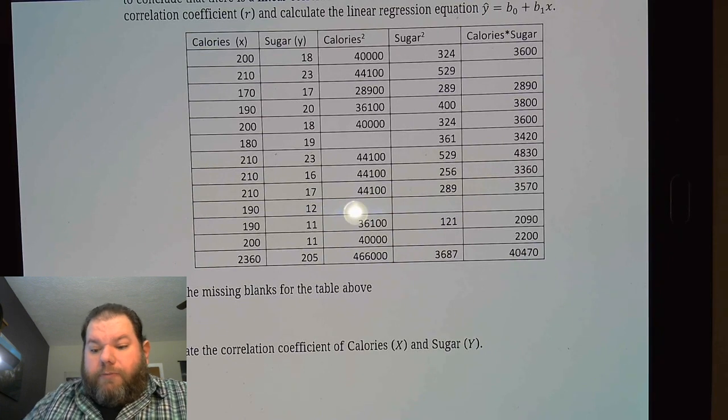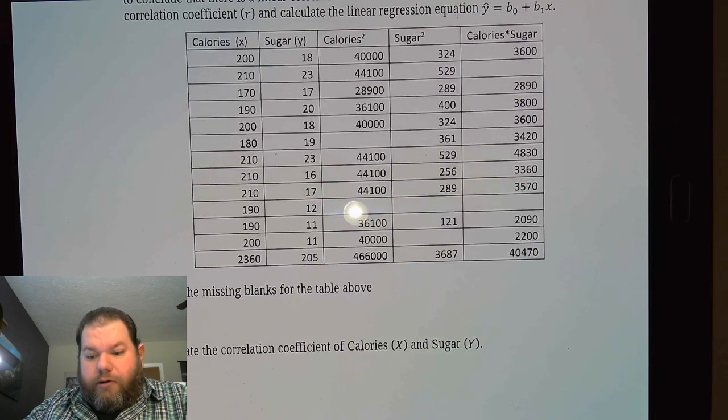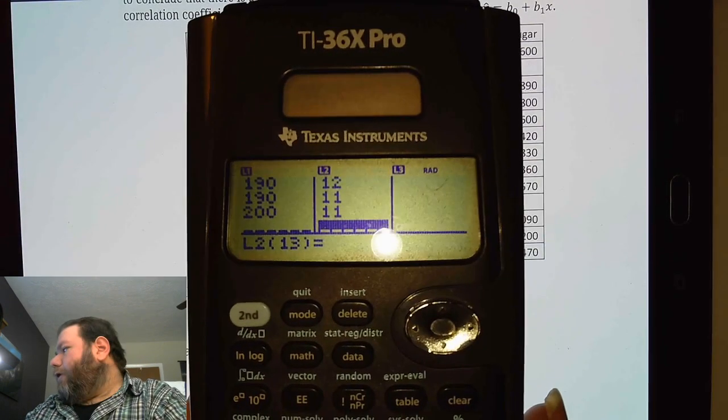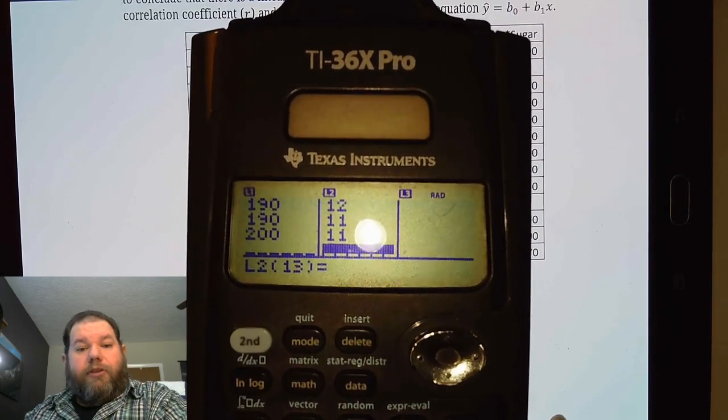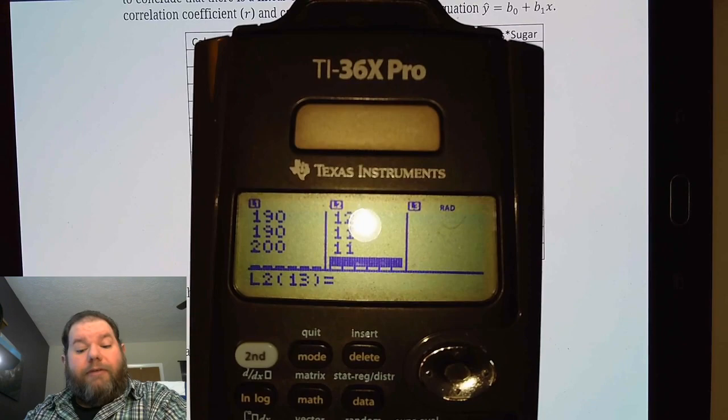Okay, enter column 2. We have 18 grams of sugar, 23, 17, 20, 18 and 19, 23, 16, 17, 12, and then 11 twice. Okay. So we've got everything entered in. Notice that both columns have 12 items. We want them to have the same number of items. That means we haven't missed anything, which is great.